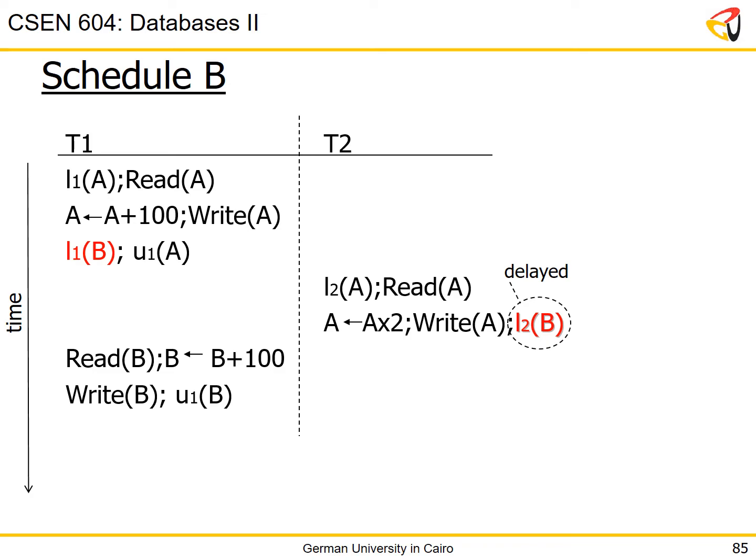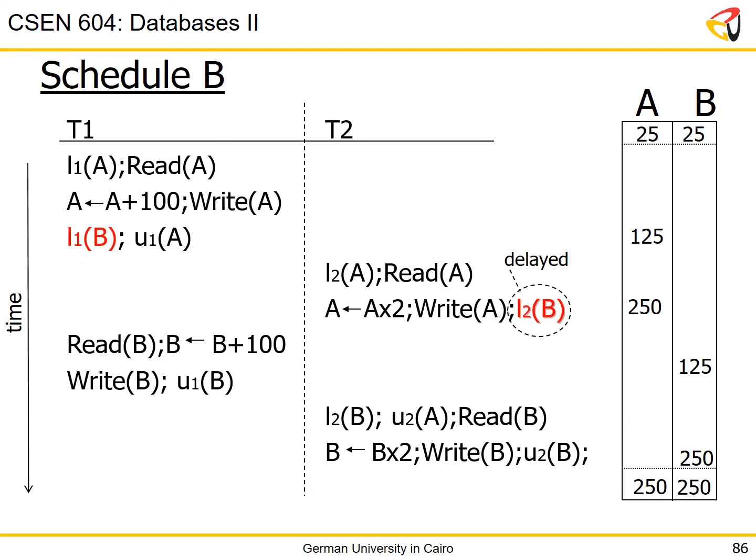Okay, so now the context switch happens after T2 getting blocked, and T1 continues running, and it will unlock B. And when it unlocks B, and this was the end of T1, the operating system will realize that T1 stopped, so it will context switch to T2, and this continues running, and we get a consistent state, which is 250 and 250.